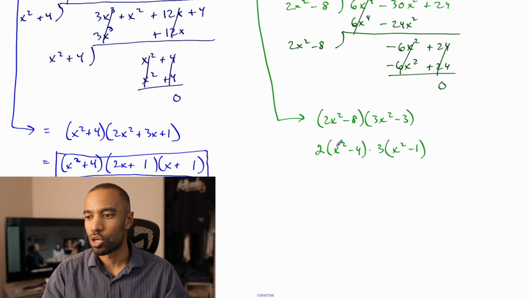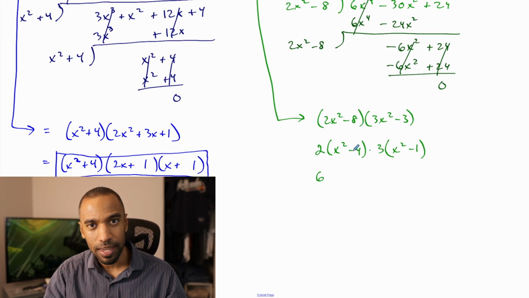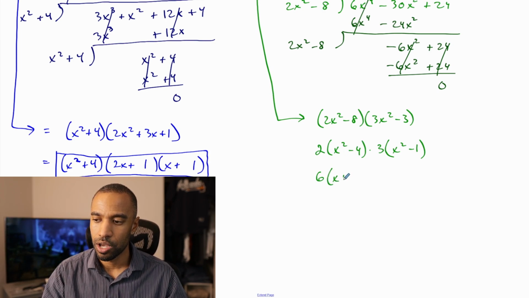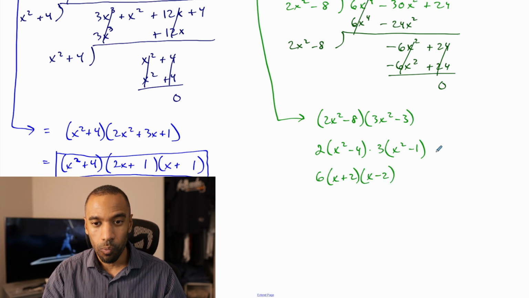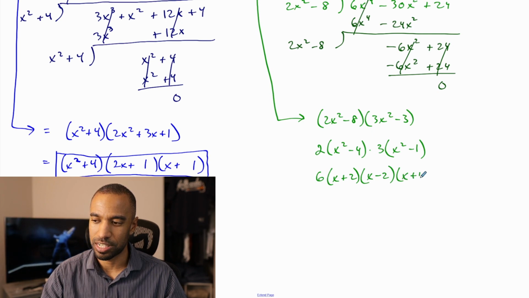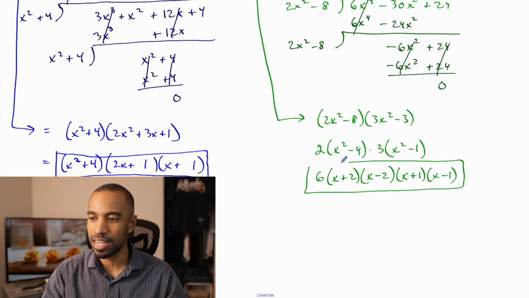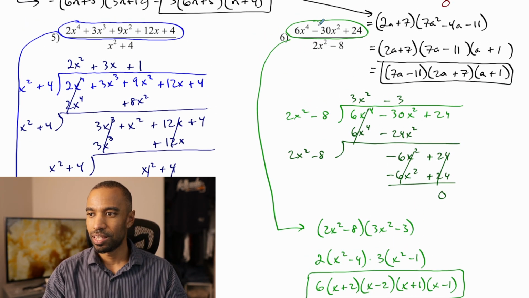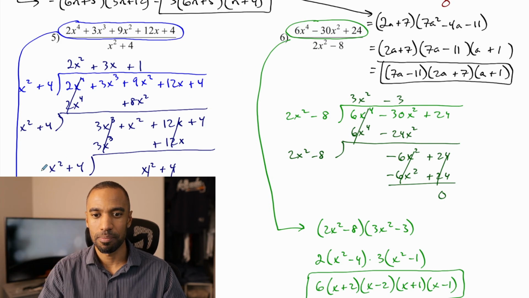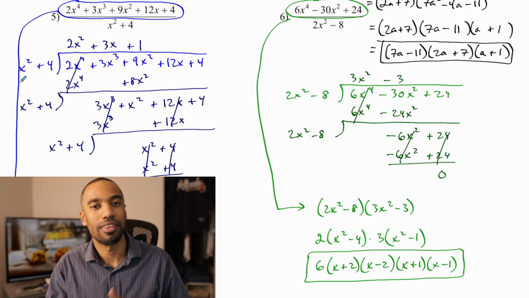Check this out. 2 times 3 is 6, as we factored both of those out. And x squared minus 4 in and of itself is a difference of 2 squares, which factors into x plus 2 times x minus 2. And x squared minus 1 is a difference of 2 squares, and that factors into x plus 1 times x minus 1. All that multiplies to make this right there. Fun factoring, right? And that's why I'm having them be factorable.